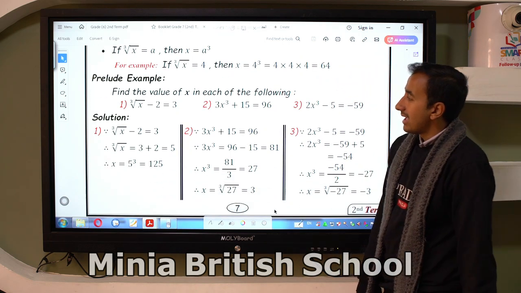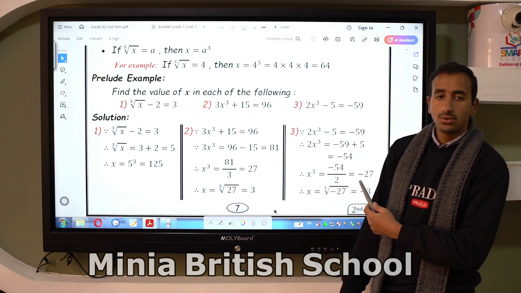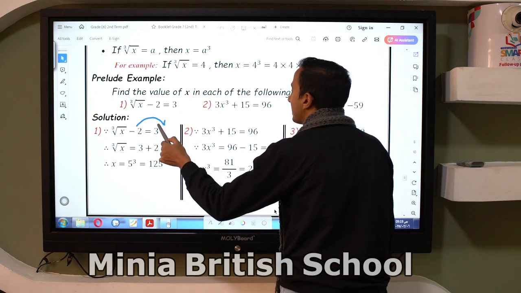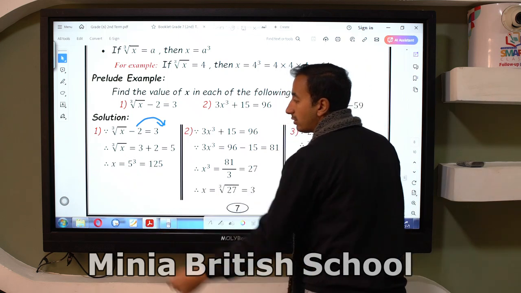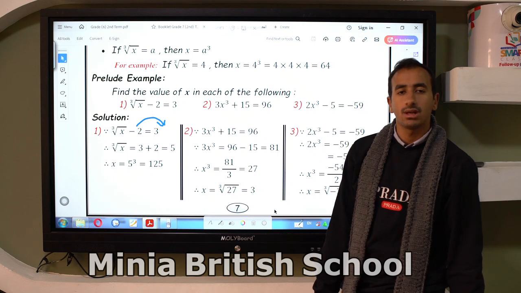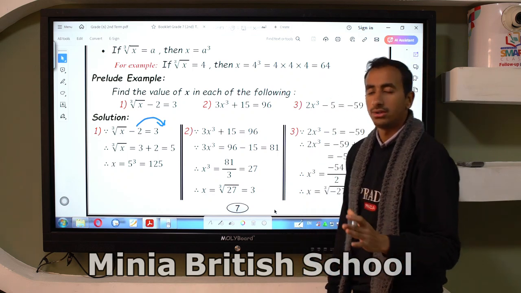We have another three examples here. Find the value of x for each of the following. The cube root of x minus 2 equals 3. You can move negative 2 to the other side by the inverse operation. The cube root of x equals 3 plus 2, which is 5. The cube root of x equals 5. What about x? Raise 5 to the power 3. 5 power 3 will be 125.